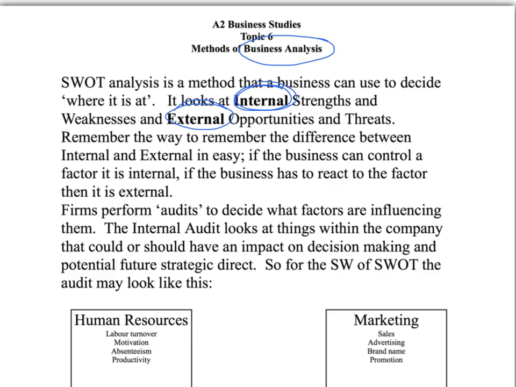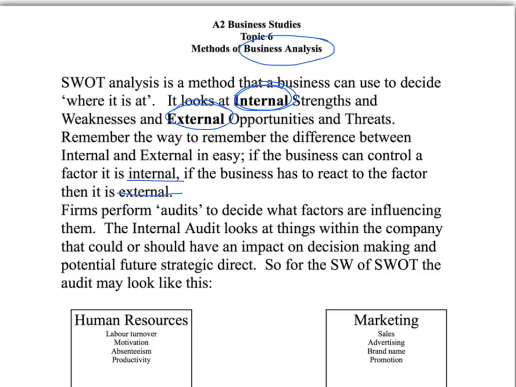If the business has to react to the factor, then it is external. So the business can't control what the levels of taxes are that they have to pay, so therefore it must be external. A business can control the wages that it pays its staff, therefore that is internal.